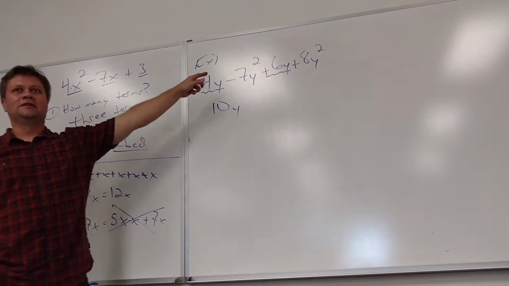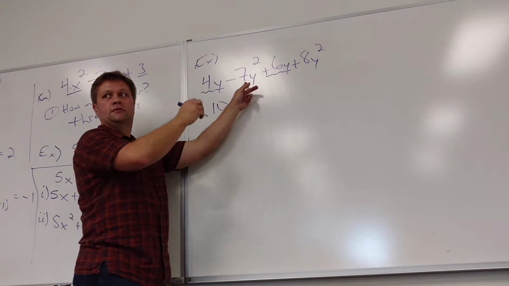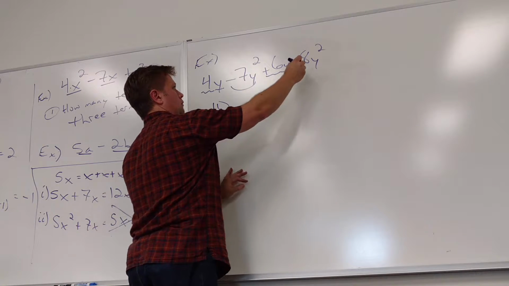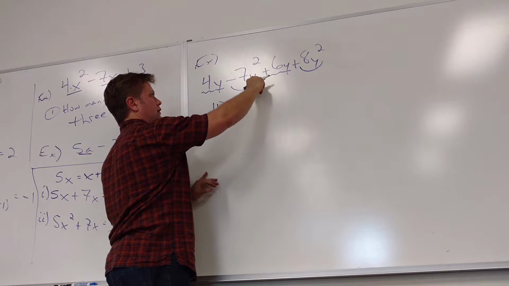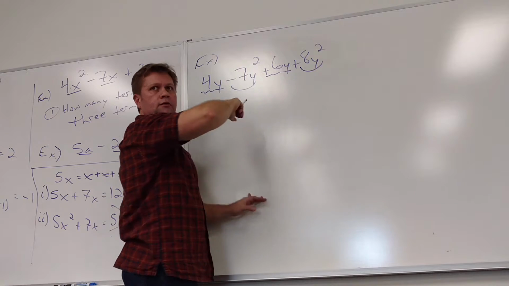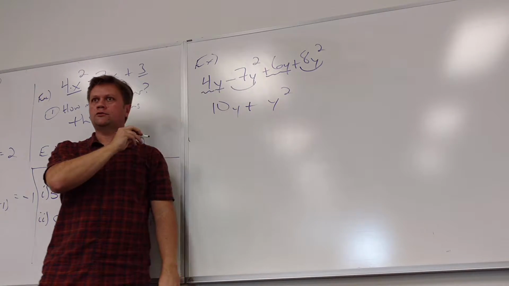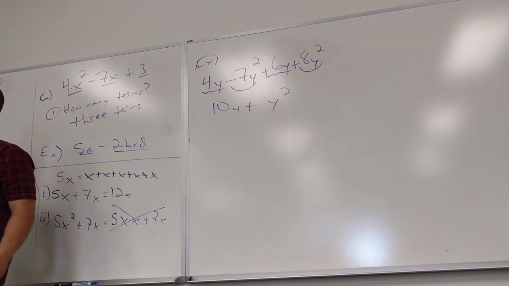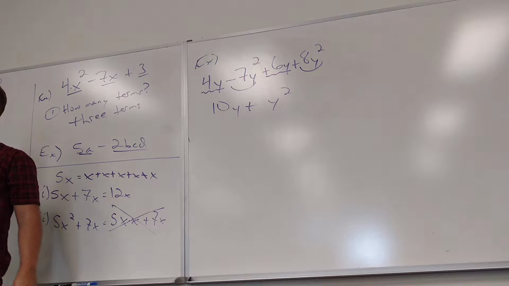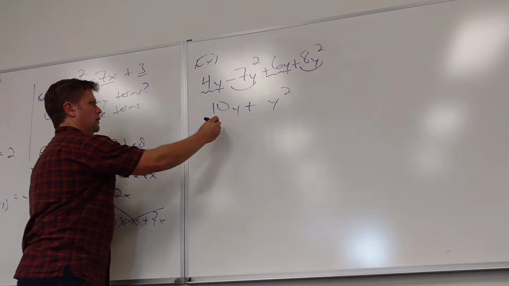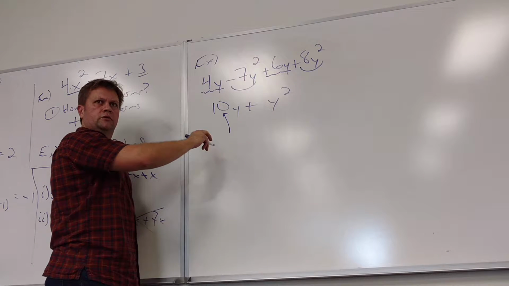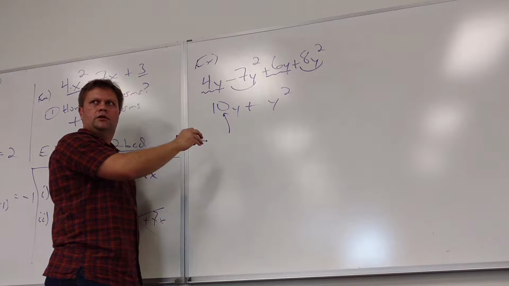And then, of course, what goes with this? Yeah. Negative 7 of these plus 8 of these is 1. And you don't have to write the 1, right? You can just write plus y squared. I can see that it's only one of them. That's an understood 1. What do we call this number, by the way? The number that's in front of the variable. What do we call that?